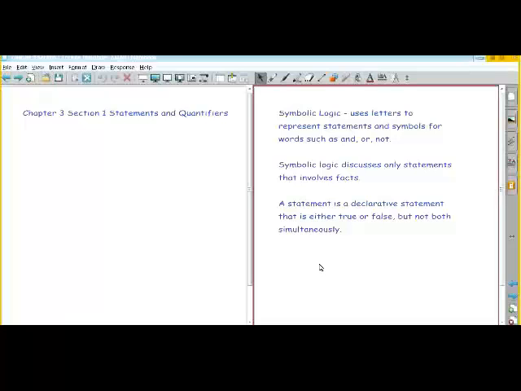What's that? Schrodinger's cat. Yeah, well that's Schrodinger's cat. Yeah, that's probably quantum mechanics.